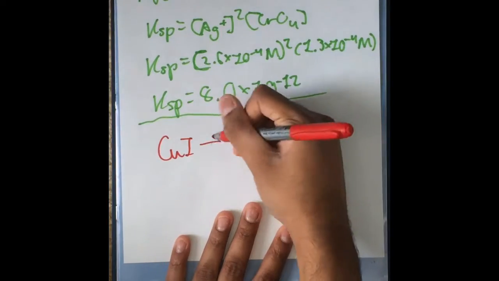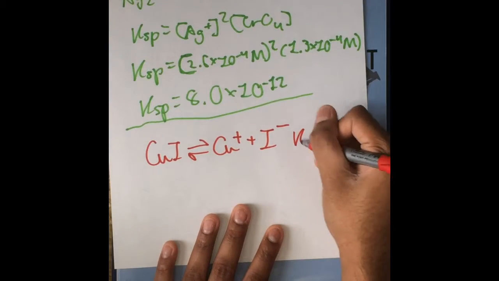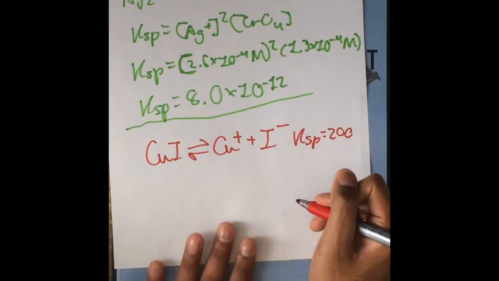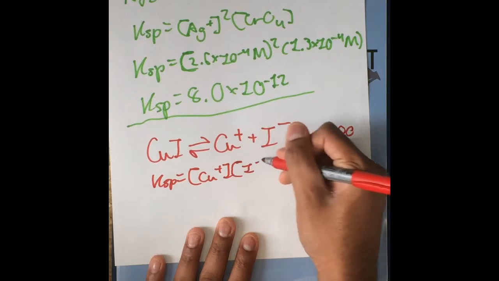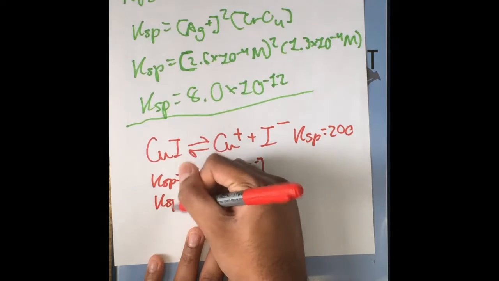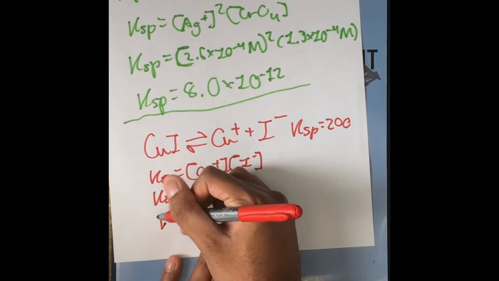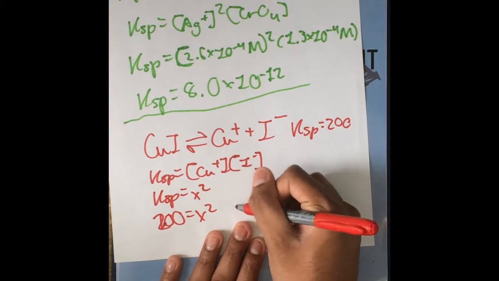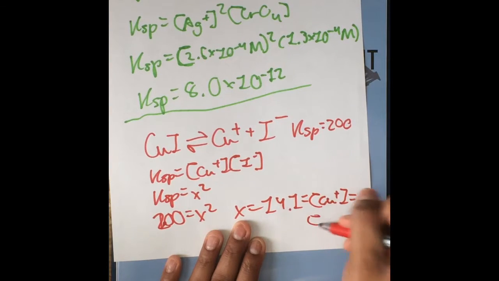The KSP of a reaction can also be used to calculate the concentrations of the products. Let's say that the reaction is shown here, and we know that the KSP is 200. The equation for KSP is shown here, and since the moles of copper and iodine are equal to each other according to the reaction, the built-in equation for KSP would be KSP equals x squared, with x representing the concentration of both products. If we plug in the values, we get 14.1 as our concentration.